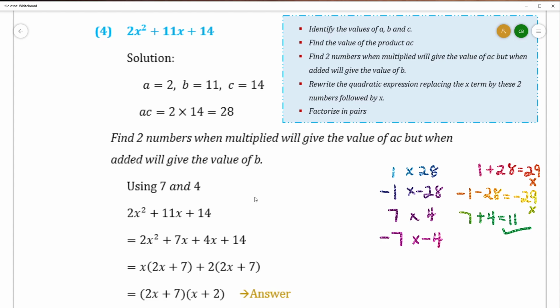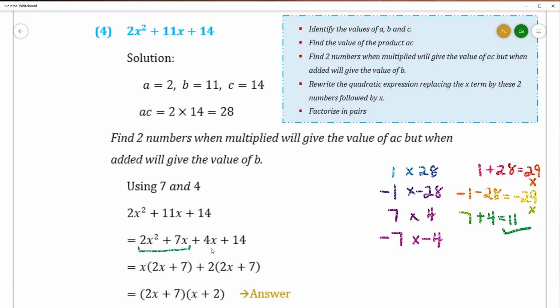So once we found our combination of values, we just rewrite our quadratic, replacing the 11x with our 7x plus 4x, and then we factorize in pairs. So from our first pair, where we have the 2x squared plus 7x, we can factorize an x from those two terms, since it doesn't have a common numerical factor, and we'll be left with 2x plus 7.